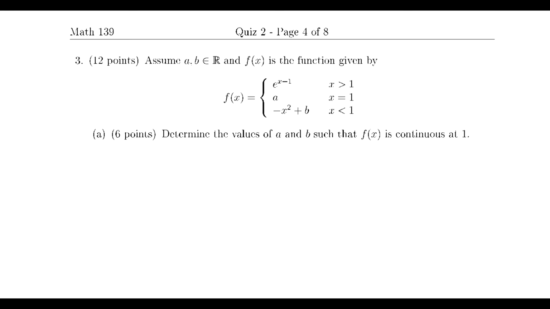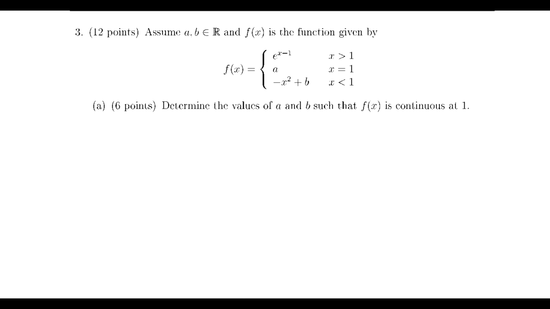Alright, this is the fun stuff, because now we get to continuity. So we assume there are 2 numbers that we don't know in the reals, and we have a function, and we want to determine the values of a and b such that the function is continuous at 1. So, what does it mean to be continuous at 1? This means that the limit as x goes to 1 of f of x is equal to f of 1.